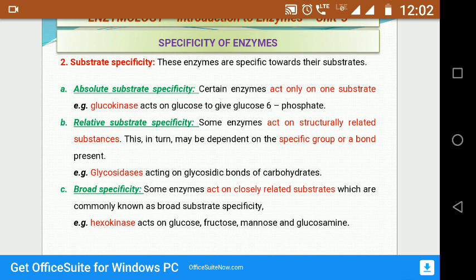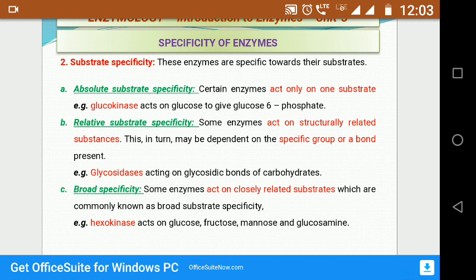Okay, so here they don't depend on the complete structure of the substrate, they depend on a specific group. They recognize a specific group or a specific bond present within the molecule. So if the specific group is there but the total molecule is somewhat different in structure, in that case also it will bind those molecules which have the same group or same particular bond. Okay, that is called relative substrate specificity.